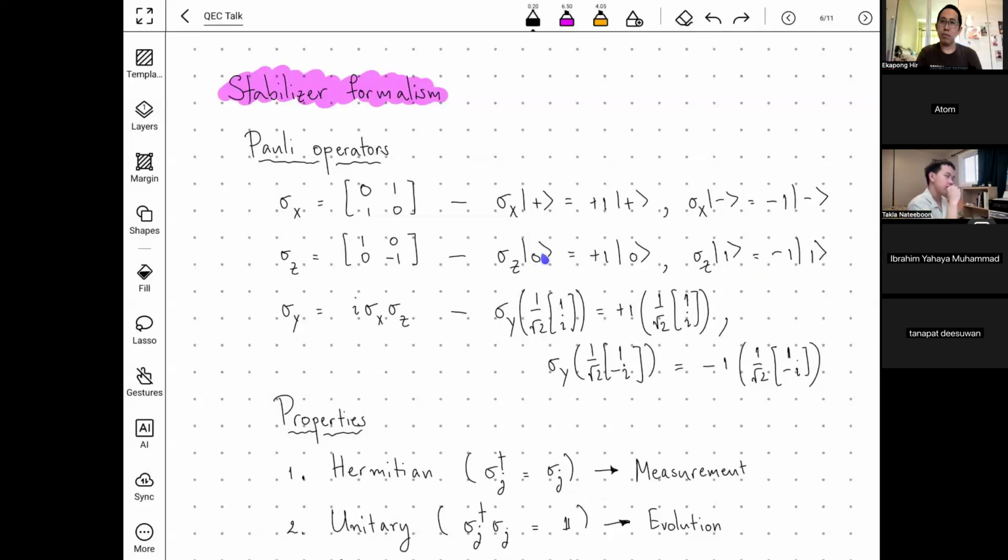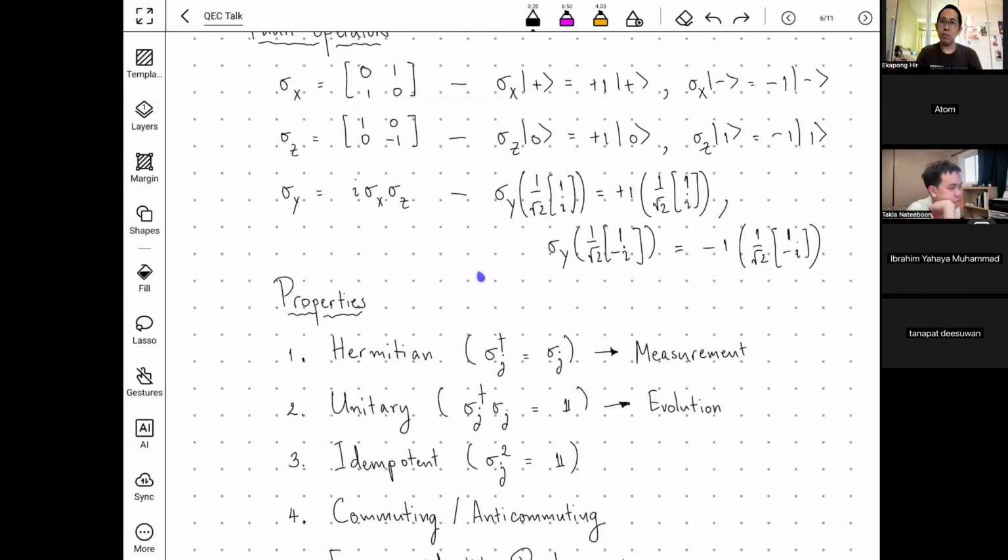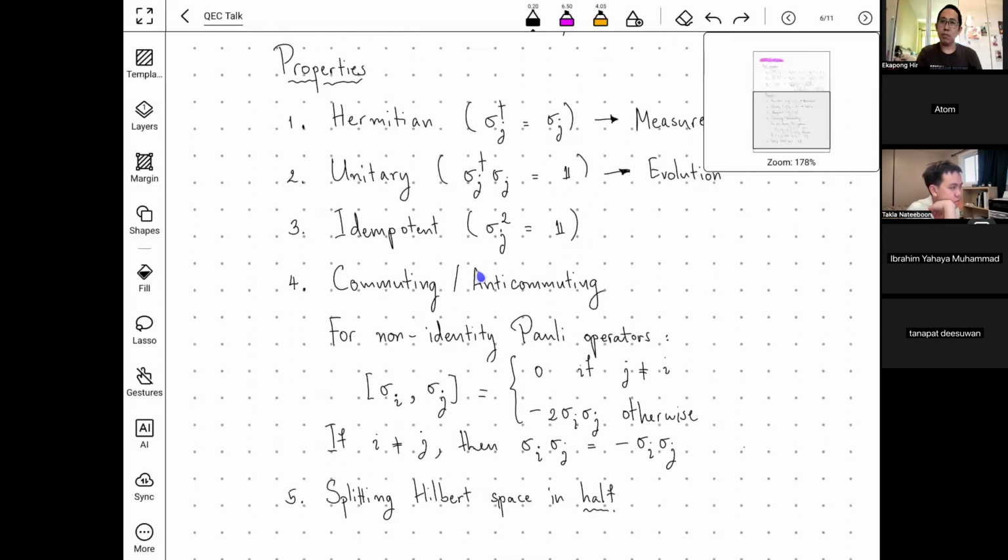You measure a 0, you get 1. You measure 1, you get -1. And that's it, right? So things that are special with the Pauli operators are these 5 things right here. Firstly, they are Hermitian, meaning that they represent some types of measurement, and they are unitary. That means that it also represents some evolution in the quantum space of the system. And the third one I just wrote for mathematical reasons. They are idempotent, meaning that when you square it, they all square to identity, right?